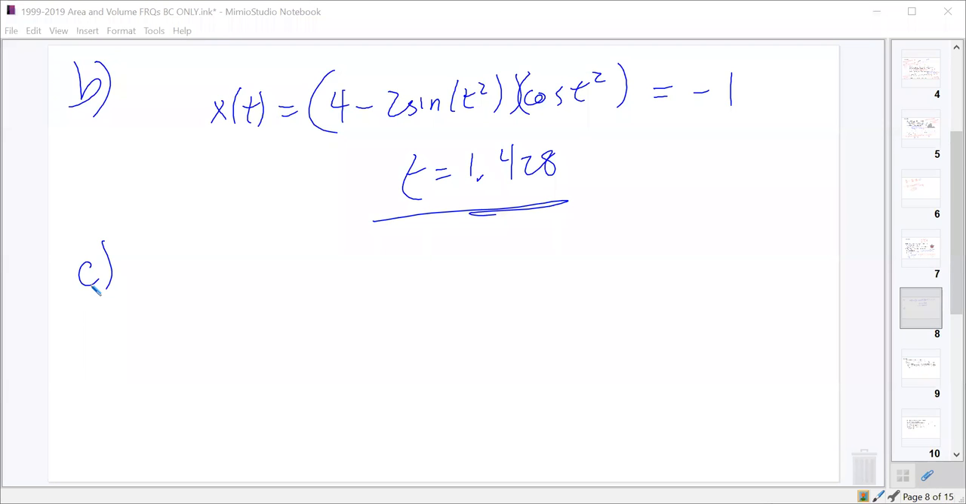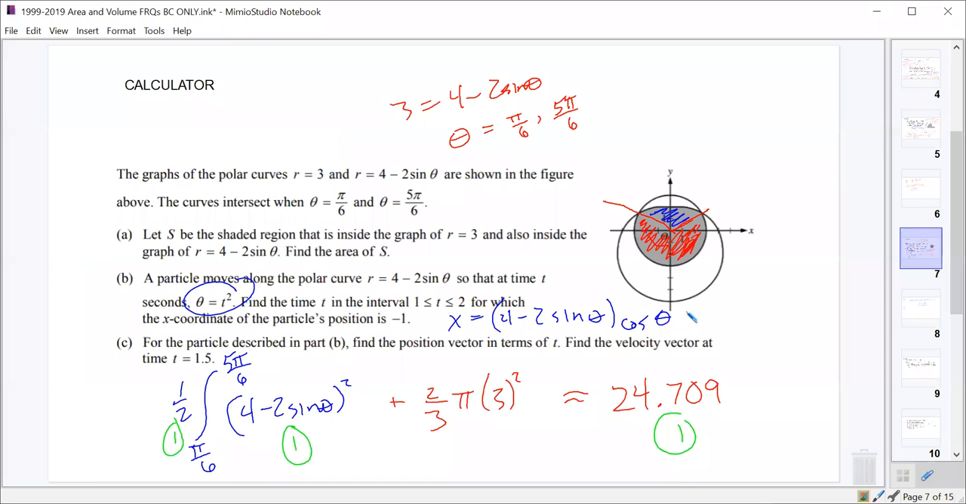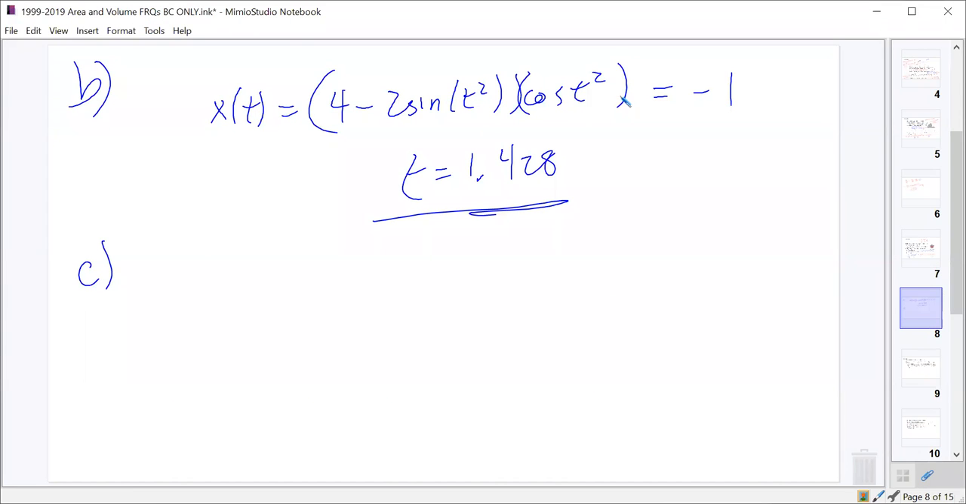All right. And that was worth 3 points. 1 point was for having an expression either for x of theta or an expression for x of t. The second point was for setting one of those expressions equal to -1. And then the third point was for correctly solving it. Everybody good there?